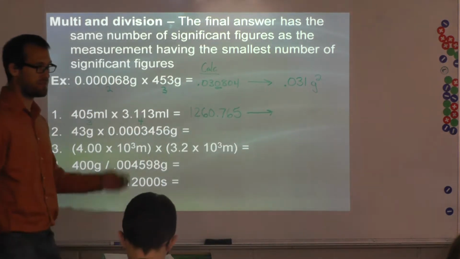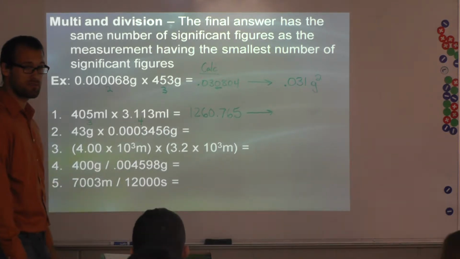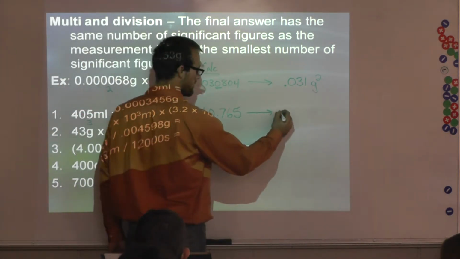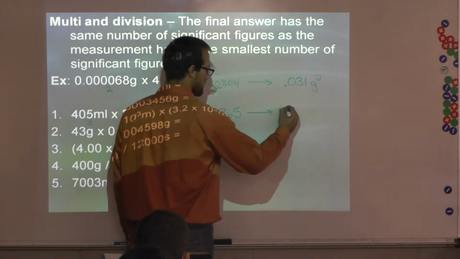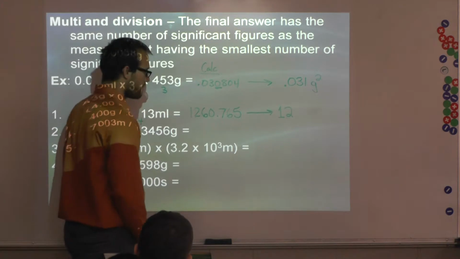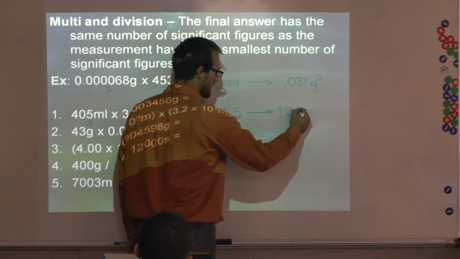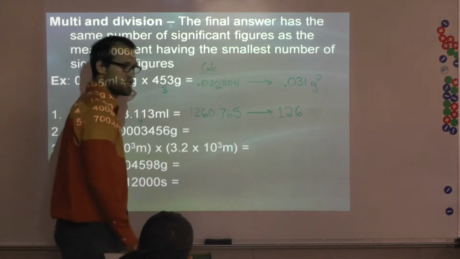All right, same thing, left to right, start counting digits. First one. Is that a significant digit, yes or no? Yes. How about that? Yes. Do you see how I have my 3 significant digits here?